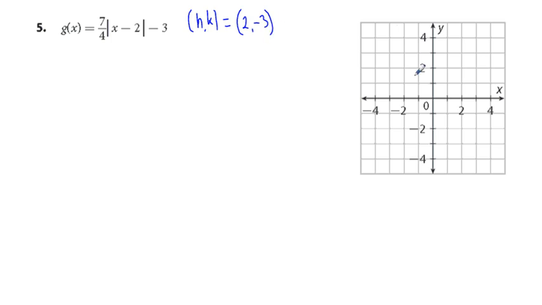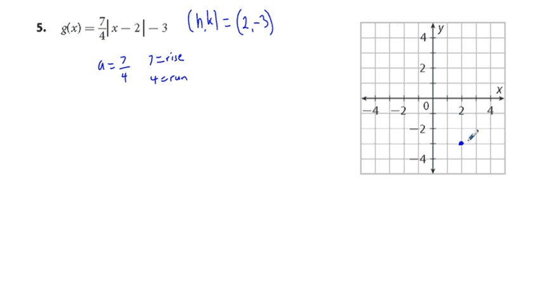So let's go plot that here. We go 2 to the right and down 3. So there we have it. And then our a equals 7/4. So we're going to go 7 is going to be equal to our rise, and then 4 is going to be equal to our run. And we're going to have to do this on either side.